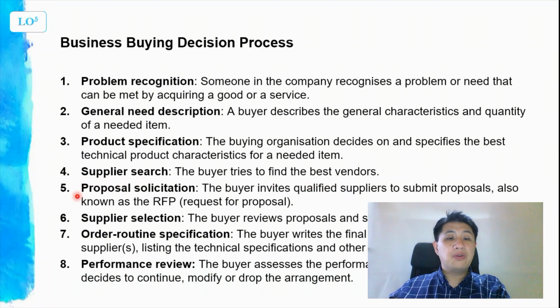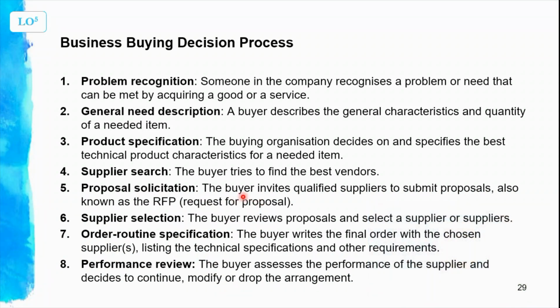Following which we have what we know as proposal solicitation, which is often known as a request for proposal. The buying organization will invite qualified suppliers to submit proposals. Once they complete the RFP, the request for proposal, you come to what we know as supplier selection. This is where the buyer reviews the proposals and selects a supplier or suppliers, depending on how the RFP is formed.